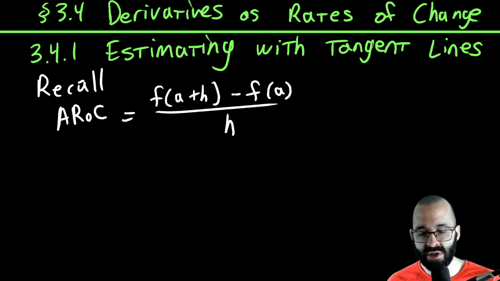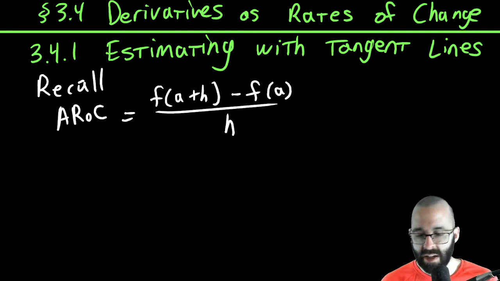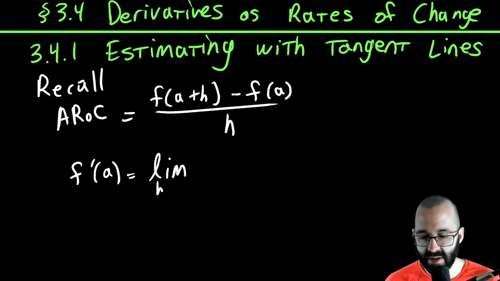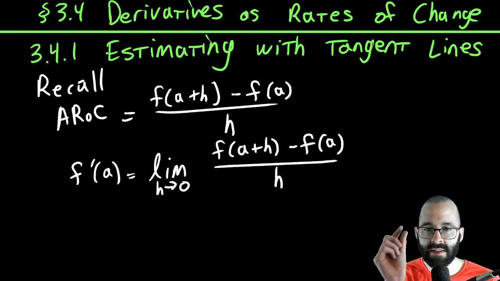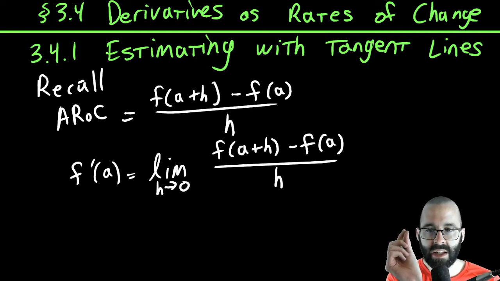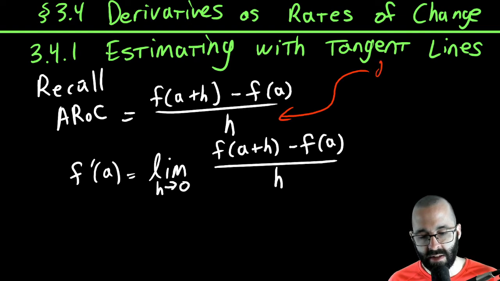That h is just how far apart the two points are that we're looking at for this average rate of change. And of course, this is very similar to the derivative at a, which is almost literally the same thing, but taking the limit as h goes to 0. The derivative is just the average rate of change as the two points get infinitely close together. h is the distance between the two points.